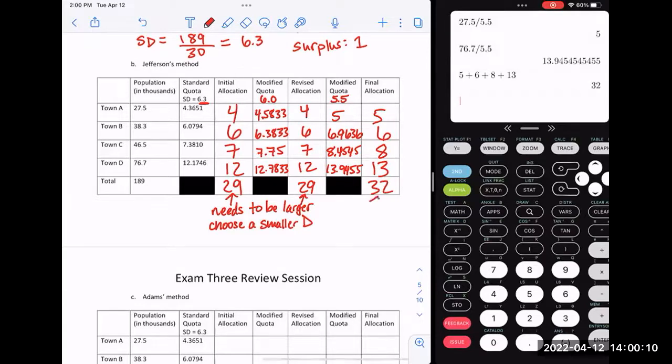So this number right now is too big, right? I need this number to be 30, which means it needs to be smaller. If I need the number to be smaller, that means the way I do that is by choosing a larger divisor. So I've at least narrowed it down to something between 5.5 and 6. And so I'm just going to keep trying.